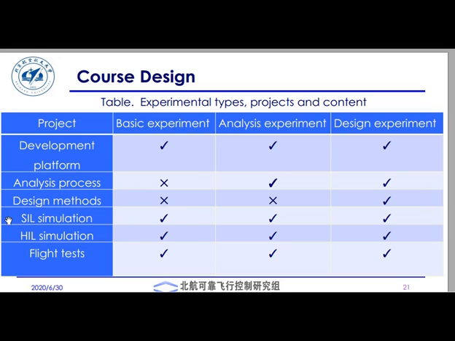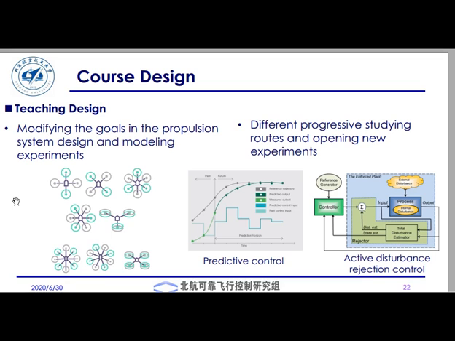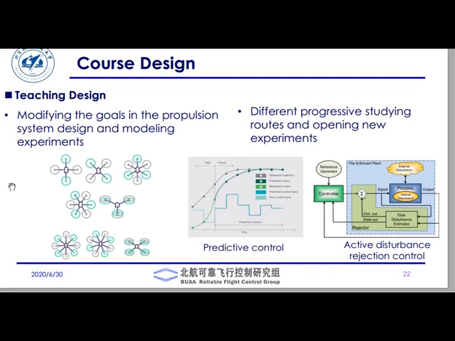Concerning software in the loop simulation, this software in the loop simulation will be used in all the experiments: basic, analysis and design, hardware in the loop simulation also, and flight test also. Teaching design, modifying the goals in the propulsion system design and modeling experiments. The different progressive studying routes and opening new experiments.